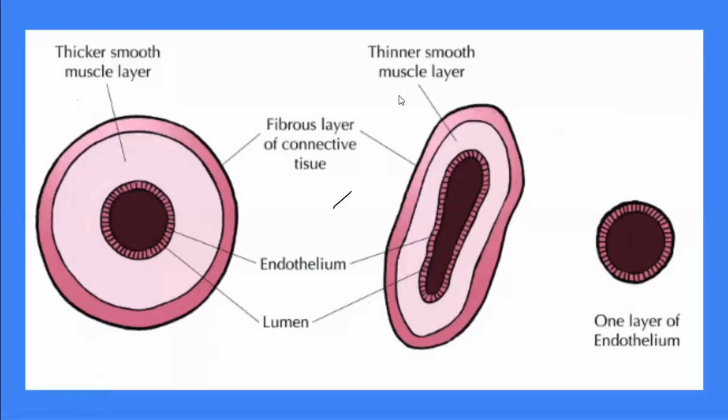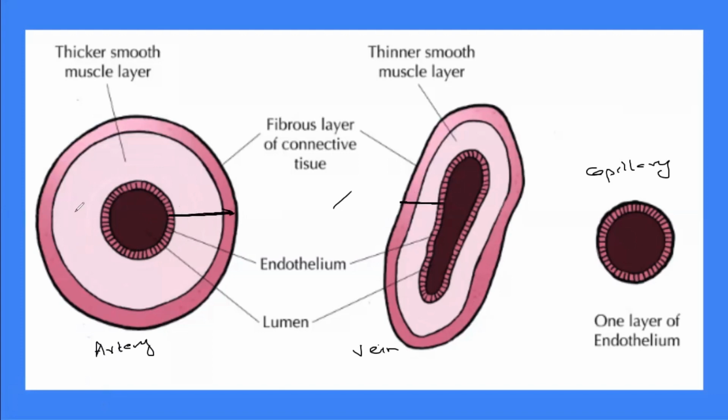So in this picture, we can see the difference between arteries and veins. This one is the artery, the first one. The second one is the vein, and the third one is the capillary. So what difference can we see between them? See the thickness of the artery and the thickness of the vein. You can find that the artery is much thicker than the vein.